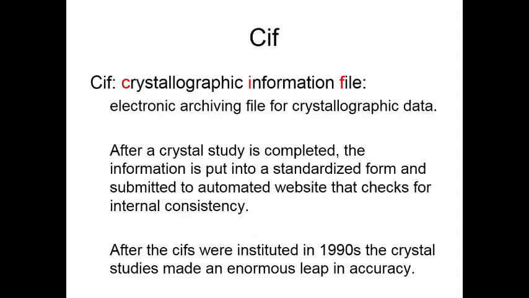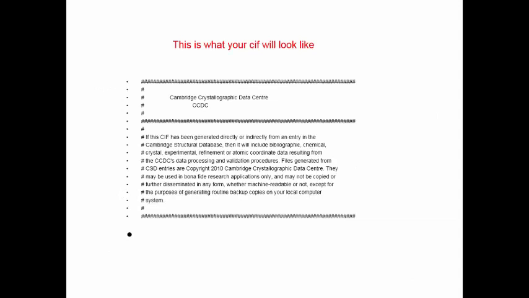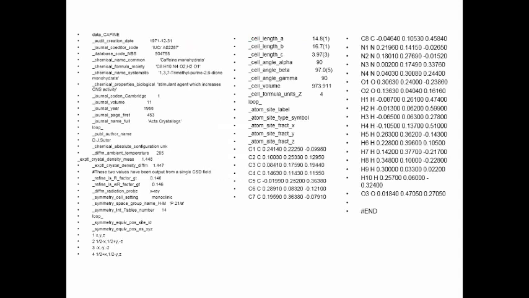One of the most important pieces of information for collecting data is the CIF file, the Crystallographic Information File. This is an electronic archiving file for crystallographic data. You will be collecting CIF files. This is what your CIF file will look like when you collect it from the Cambridge database. This formatting begins it, and now we have the CIF file for caffeine.